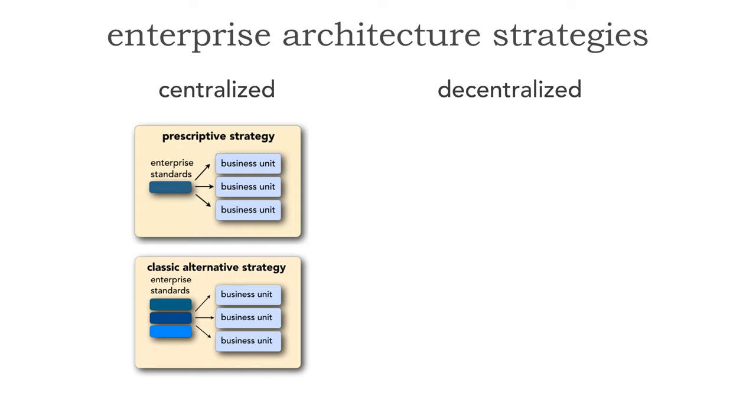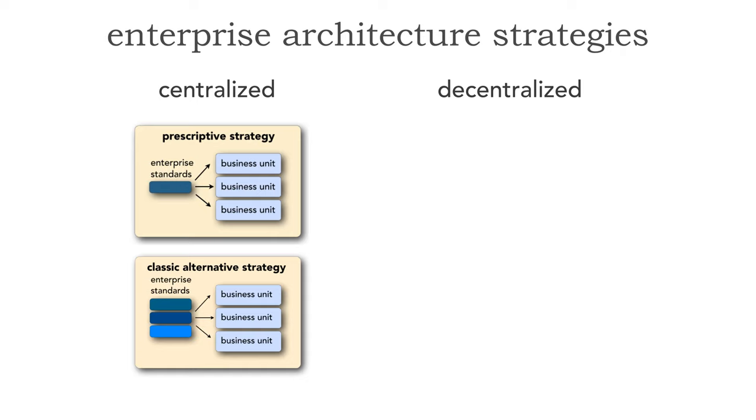The other centralized one is called classic alternatives. Now here, we still have a single enterprise architecture team. However, unlike the prescriptive, this team provides alternatives, hence the name classic alternatives, so that business units and teams within those business units can make choices on their own about which approved standards they're going to use for a particular problem. Now, on the other side of the coin, what we have are decentralized strategies.